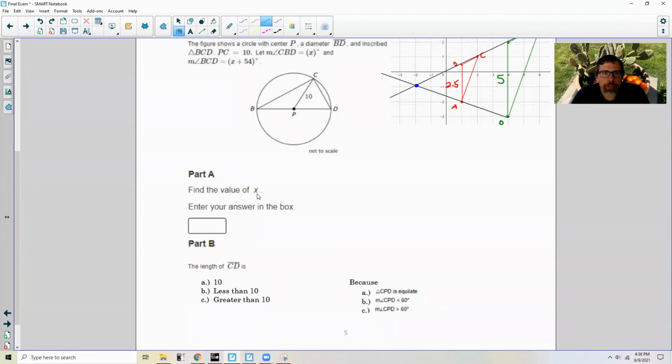Number 8, the figure shows a circle with center P, diameter BD, inscribed triangle BCD, PC equals 10. All this is already labeled for us. And an angle CBD, let measure of angle CBD be x degrees. And the measure of angle BCD, which is this whole angle here, equal x plus 54 degrees. Okay.